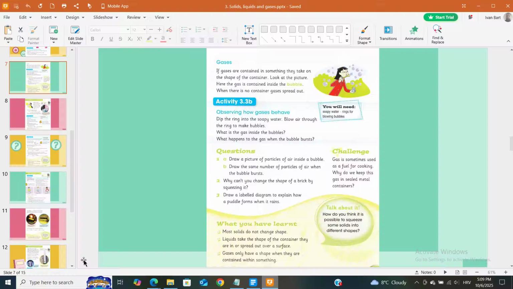Challenge. Gas is sometimes used as a fuel for cooking. Why do we keep this gas in sealed metal containers? Talk about it. How do you think it is possible to squeeze some solids into different shapes?